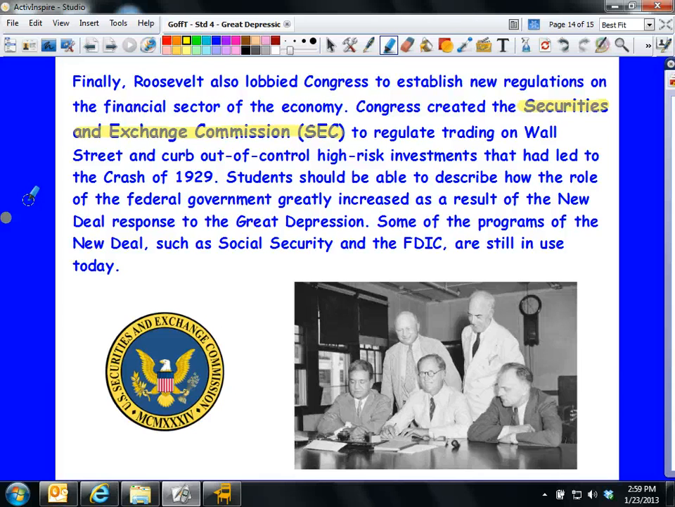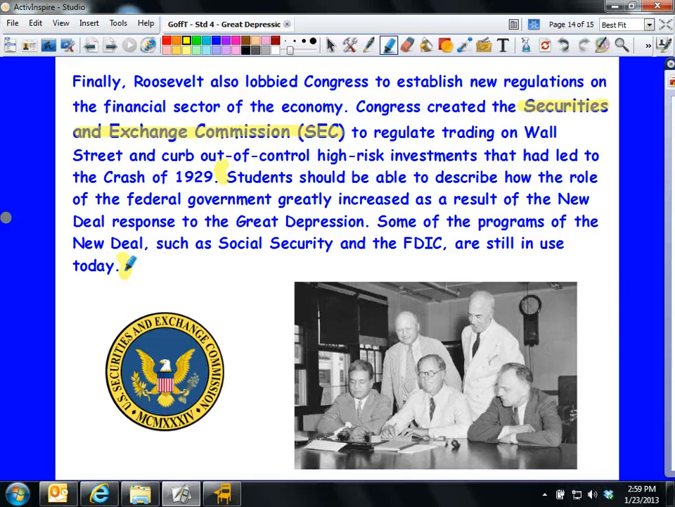There's a note here that says students should be able to describe how the role of the federal government greatly increased as a result of the New Deal response to the Great Depression. Some of the programs of the New Deal, such as Social Security and the FDIC, are still in use today. So I put this note in here for you to think about, in that this is kind of what I want to talk about for just a second.